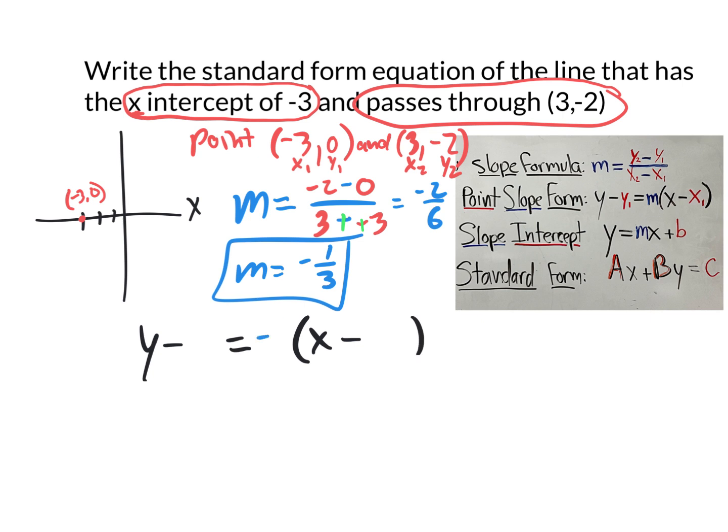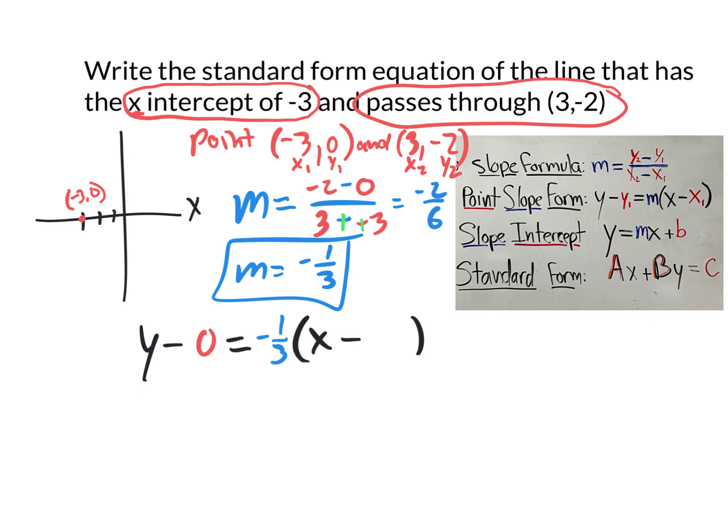The m value is negative 1/3. That goes in front of the parentheses. The y1 happens to be 0. And I'm picking this y instead of that y because I happen to label this one as y1. Not only that, 0 is easier to work with, I would say. And also x minus x1.